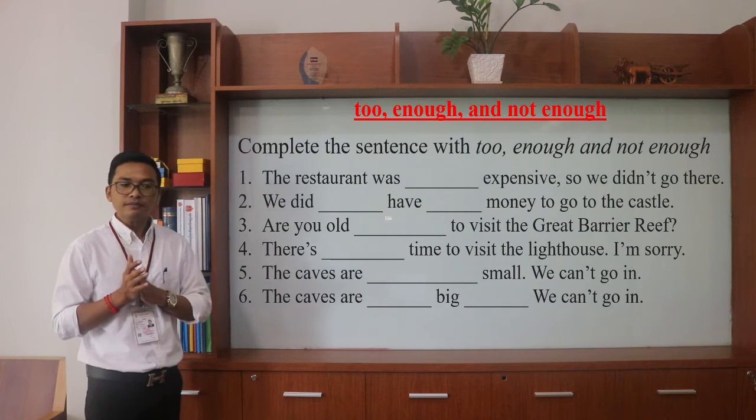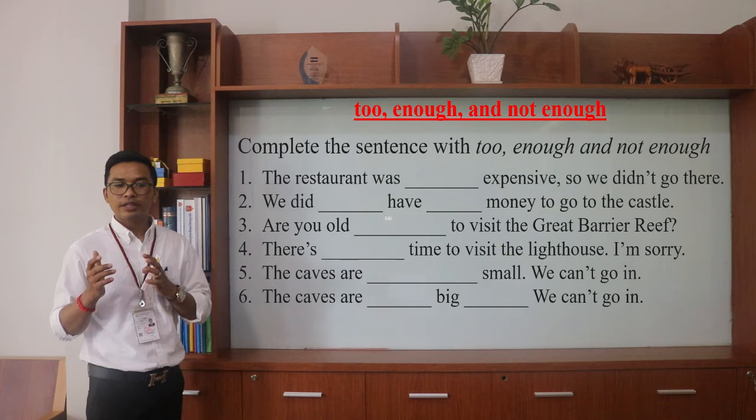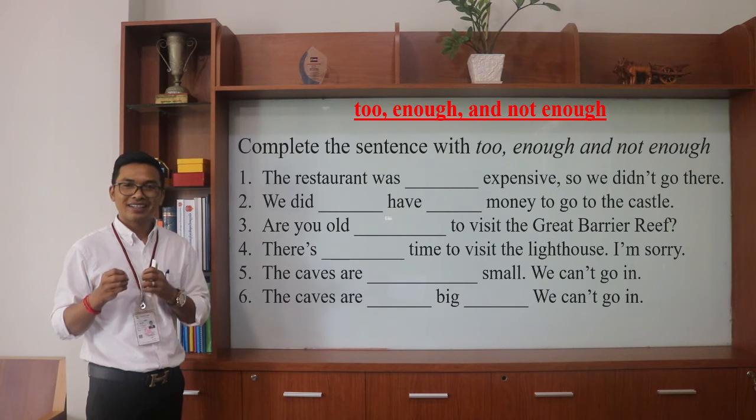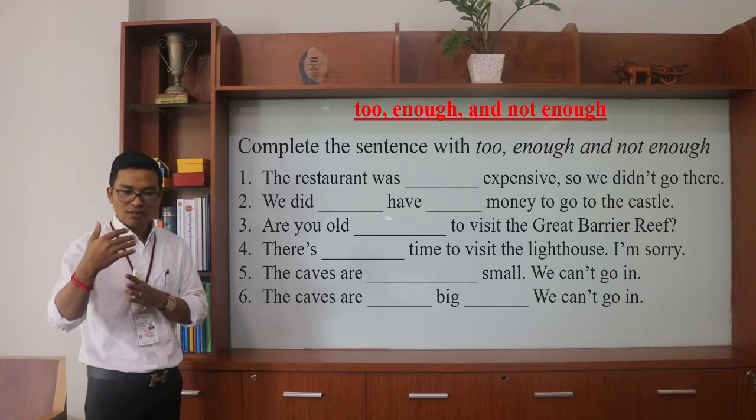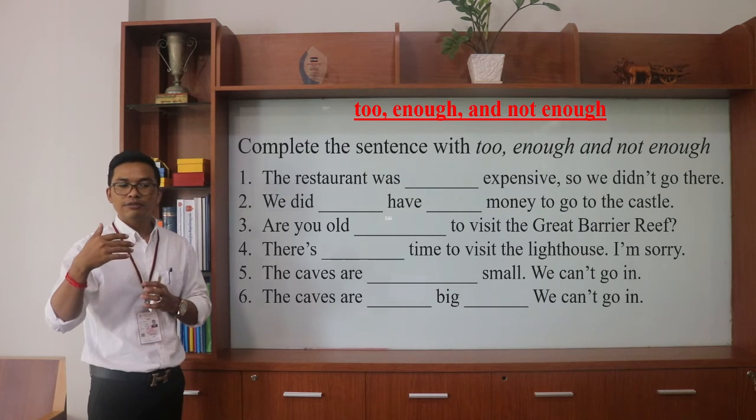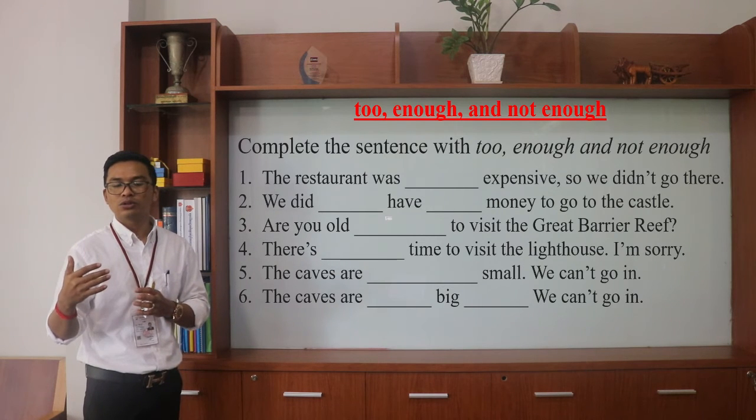And then number 2, we did blah blah blah have enough money. I'm sorry, I gave you the answer already. So, yeah, of course. Let's go. We did not have enough money to go to the castle.